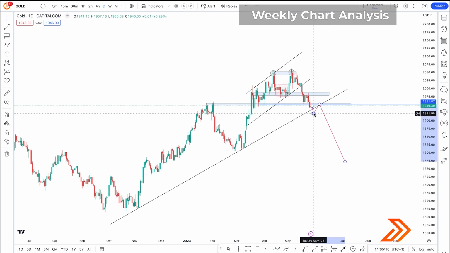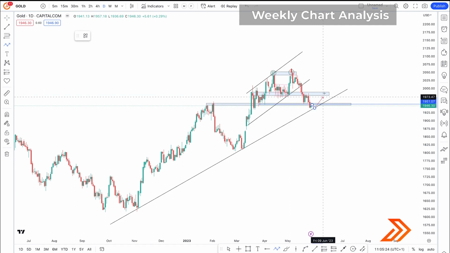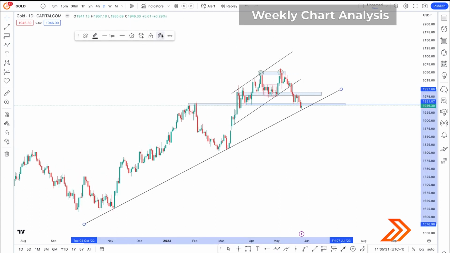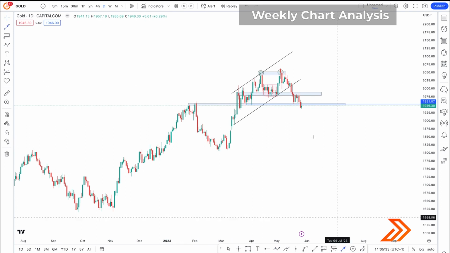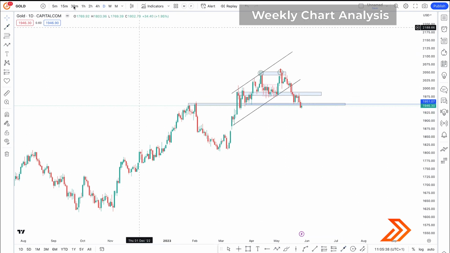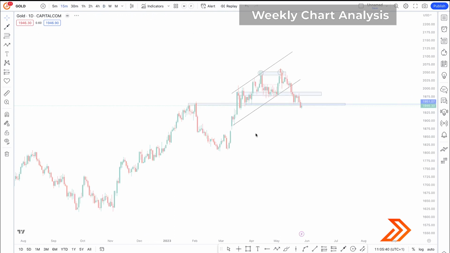Yeah. But now let's also understand that we could also see price make a movement up and down to this support channel and then start going back up. You understand? But my likelihood in terms of my bias for this week on gold is bearish. So my bias for gold this coming week is for me to start looking for further bearish opportunities. All right, guys.